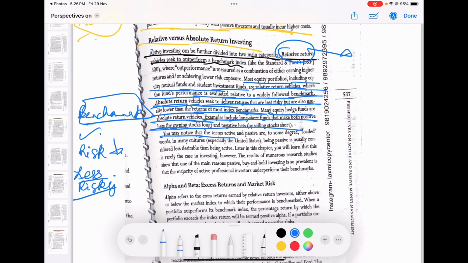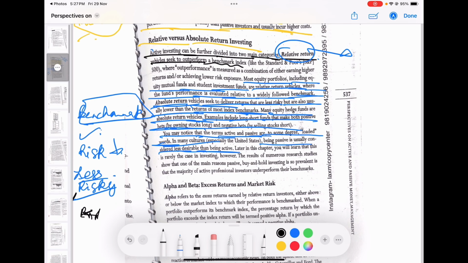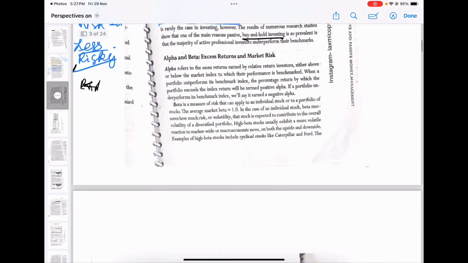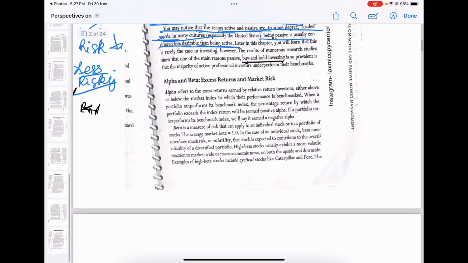You may notice that the terms active and passive are to some degree loaded words. In many cultures, being passive is usually considered less desirable than being active. However, that's not true. Some people are meant to be active investors, some people are meant to be passive investors, so you cannot say one is better than the other. Buy and hold is also very prevalent, buying and holding for the long term. Many people are really good long-term investors but really bad short-term traders. But there are traders who are really good at, let's say, scalping, but really bad if they hold a stock for more than a day.